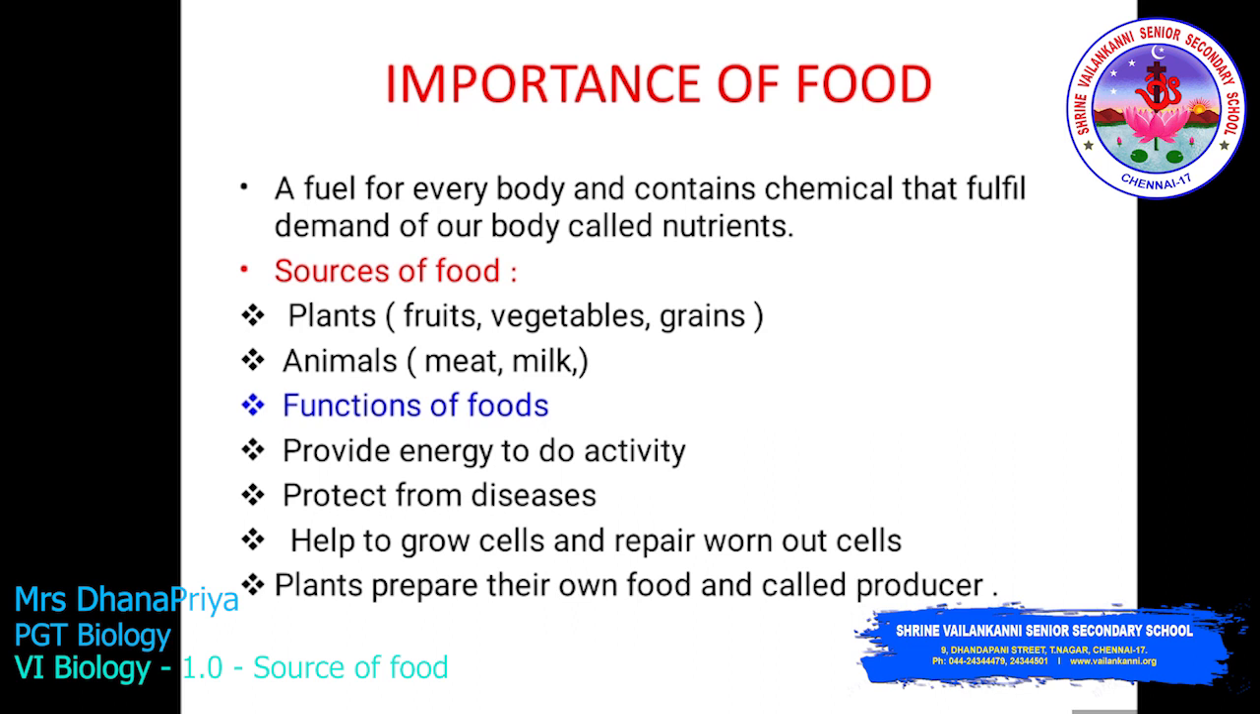So source of food. Where do we get this food? The source of food is from plants and animals. In plants, the examples are fruits, vegetables and grains, and in animals, the examples are meat and milk. Functions of foods: provide energy to do activity, protect from disease, help to grow cells and repair worn out cells. Plants prepare their own food and are called producers. So these are the functions of foods.